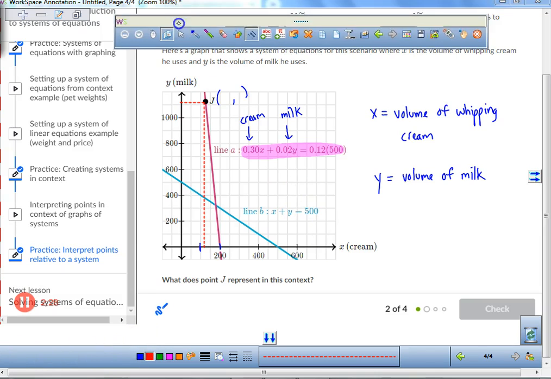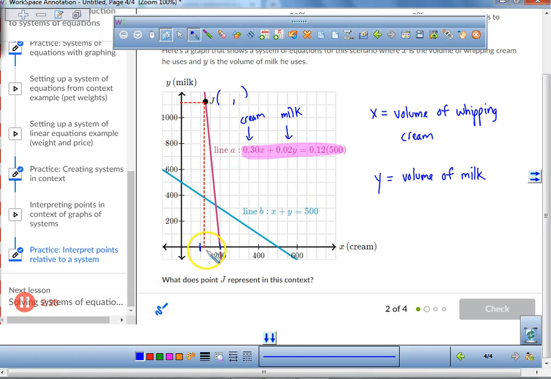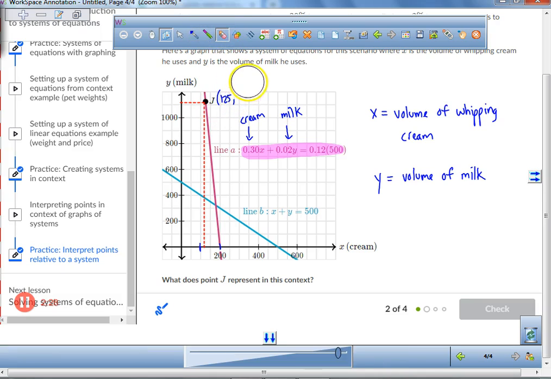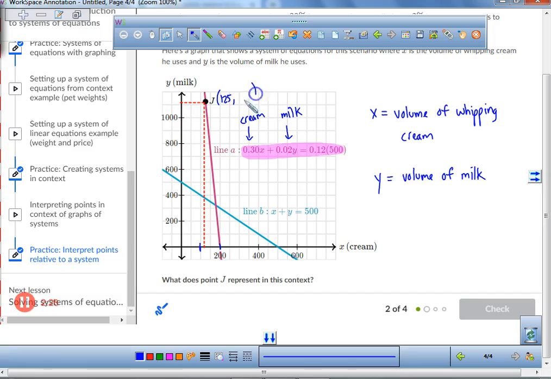All right, so we did a little estimating here, and we said this was about 125 milliliters of cream. That's our X value. And then we got a lot of what? Got a lot of milk. Our milk's going to be all the way up at what? Say about 1125, just to estimate it. So that's our X, and that's our Y.